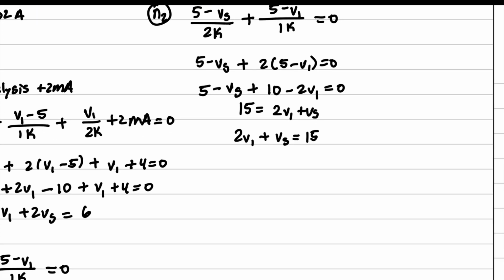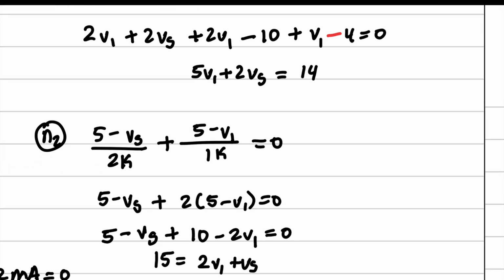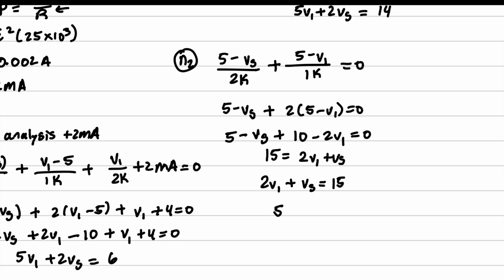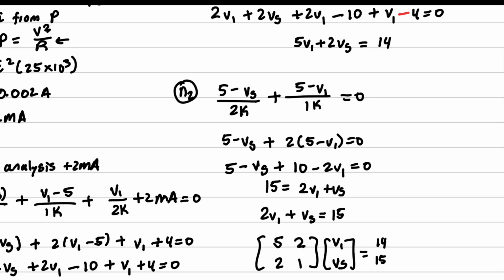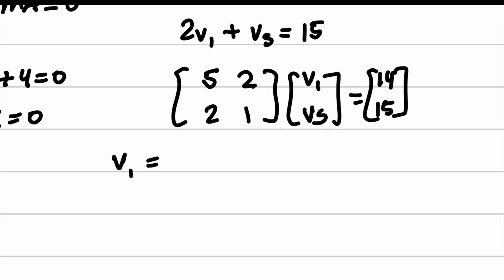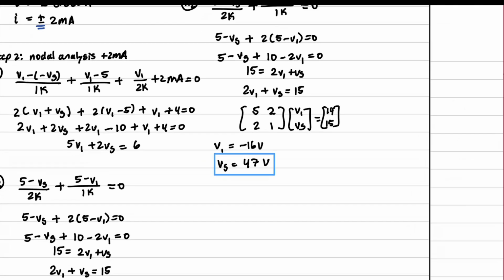So we're going to go ahead and put these guys into a matrix. 5 and 2, 2 and 1, times V1 and Vs, equals 14 and 15. And once again, we've already calculated these, so V1 equals negative 16 volts, and Vs equals 47. Now you're welcome to check it. We'll go ahead and check it right now.